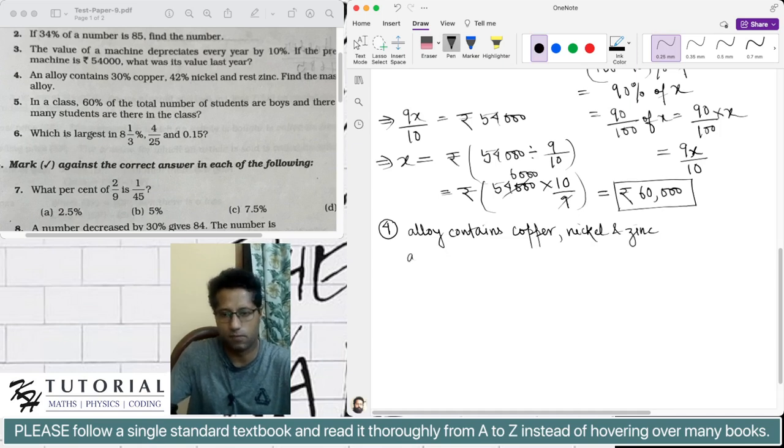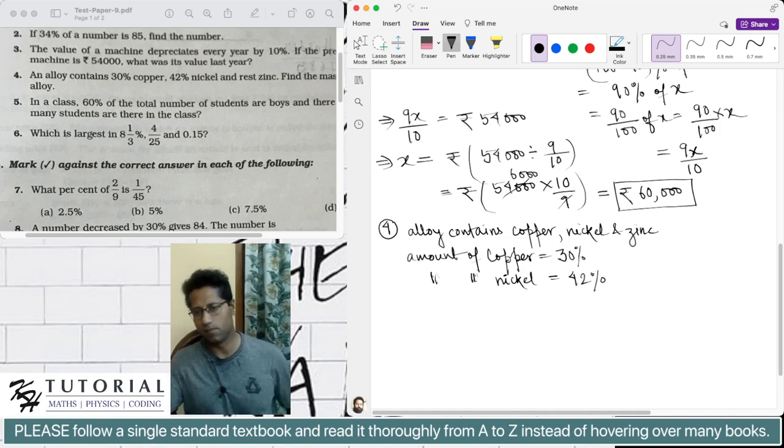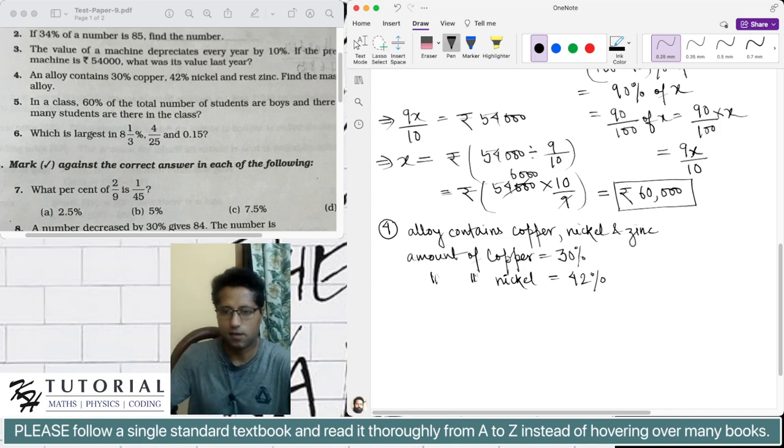Now the amount of copper is given to be 30%. Also the amount of nickel is given to be 42%. Now since the alloy is made up of only copper, nickel and zinc, the rest must be zinc.